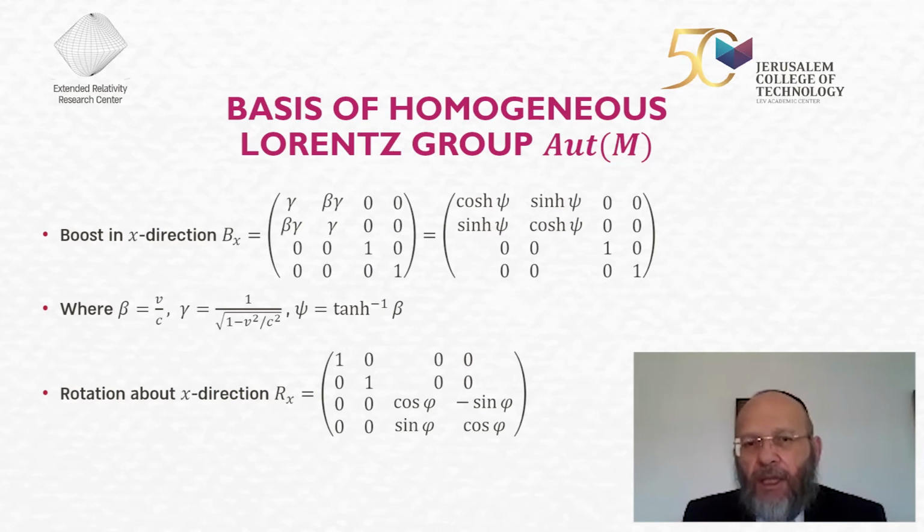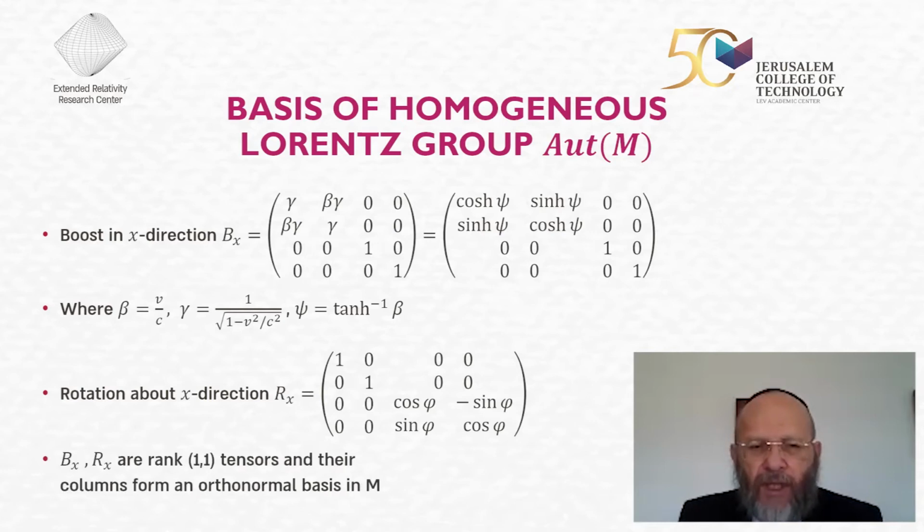If you want, the other part of the group is also generated by the rotations, and the rotations are given in this way. We take a rotation around the x-axis by an angle phi, and we can get the generators of them. Both of them, Vx and Rx, are rank 1-1 tensors, because they act as matrices on vectors, and the result is a vector, so they have to have one upper and one lower index. Their columns form an orthonormal basis in M.